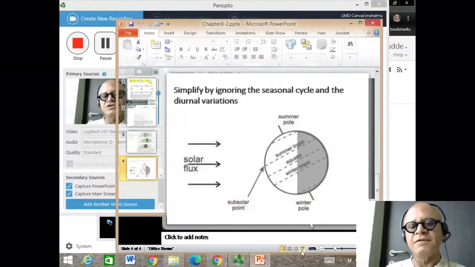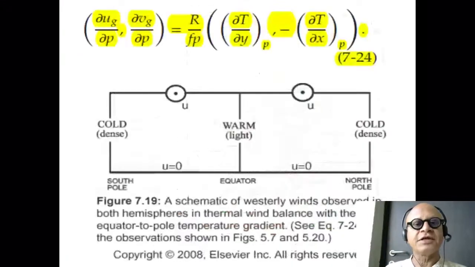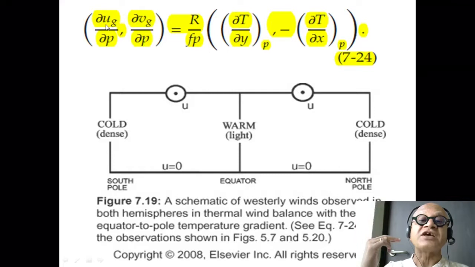So let's revisit some more concepts before we move on. Here we are. We had looked at this in the last chapter where we had derived the geostrophic shear in the pressure coordinate for the atmosphere, which looked like this. It's called thermal winds, basically because it's dependent on temperature gradients in the meridional and zonal directions.